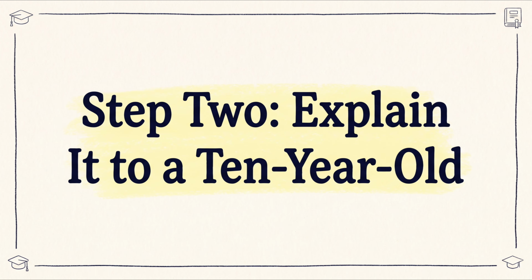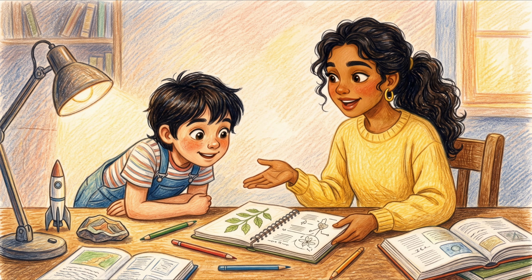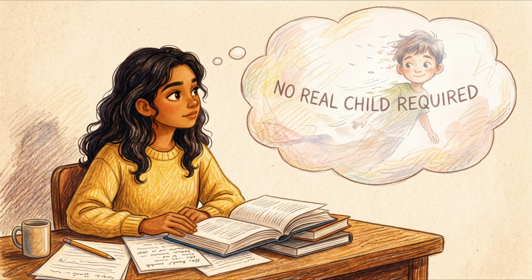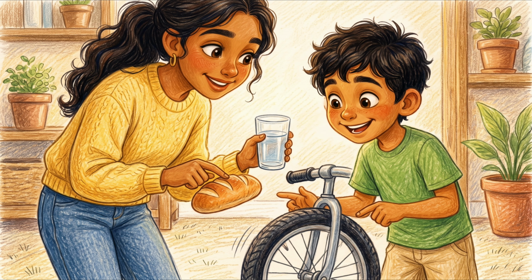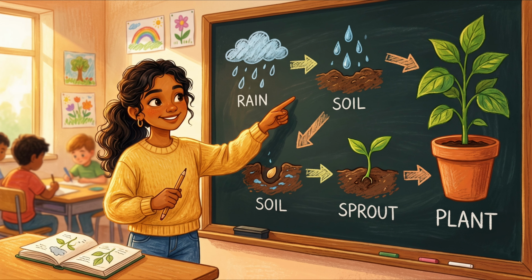Step 2. Explain it to a 10-year-old. Now imagine you are teaching the idea to a curious 10-year-old. You do not need an actual child. The 10-year-old is simply a filter. It forces you to use normal words, short sentences, clear examples, and simple cause and effect.